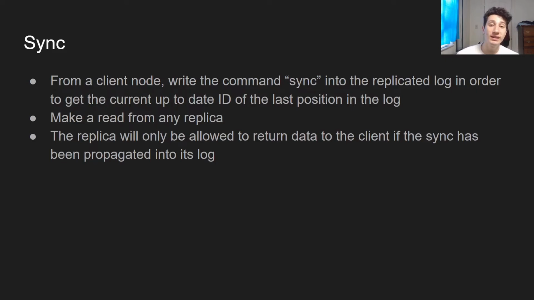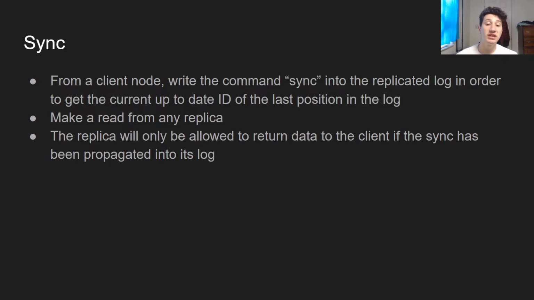Okay, so what is sync? A client node will basically go ahead and write the command sync into the replicated log. So sync is not any sort of key value, but it does take a position in the replicated log. Well, what does that do? As I said, every single time you write, and the leader responds back to you saying, hey, you just had a successful write, it'll also respond with the ID of what you just wrote in the log. So, the position of your write in the log.